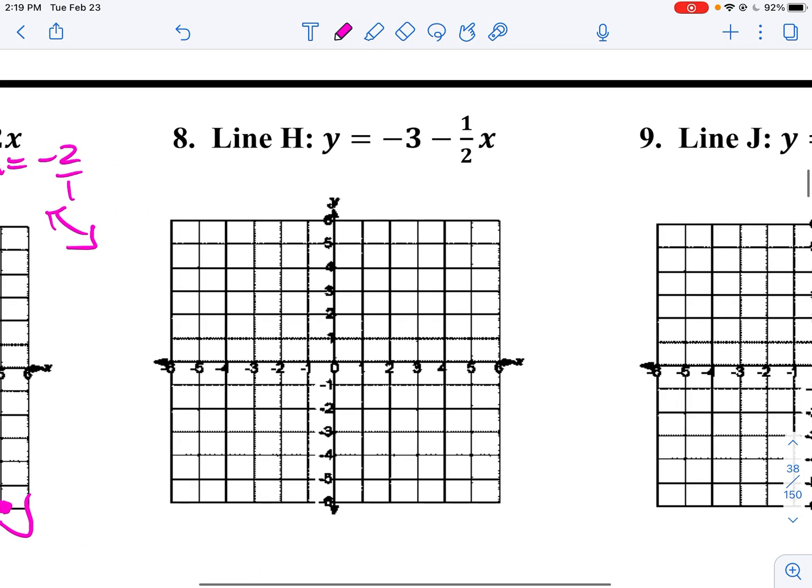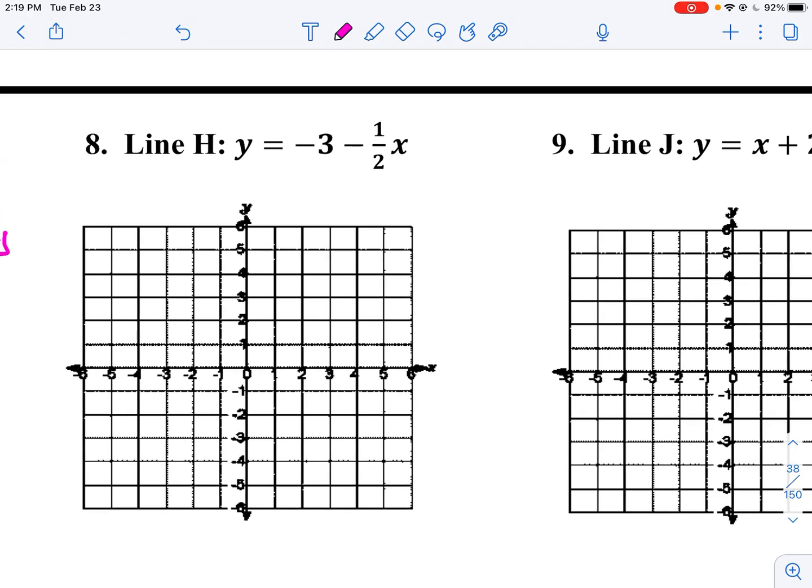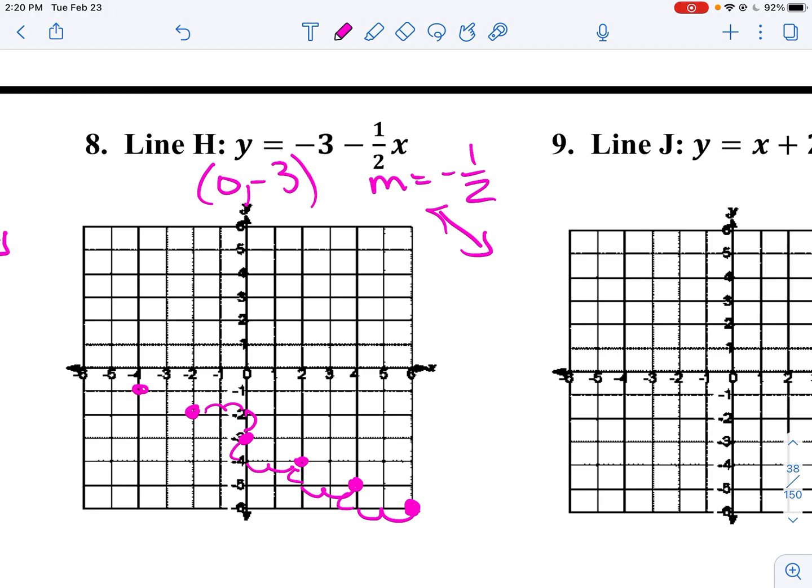Okay. Same thing here. My slope is a negative 1/2, so it's going downhill. The y-intercept is negative 3. So I go to negative 3. I go down 1 and I go over 2. Down 1, over 2. Or I go up 1 and over 2. Up 1 and over 2.